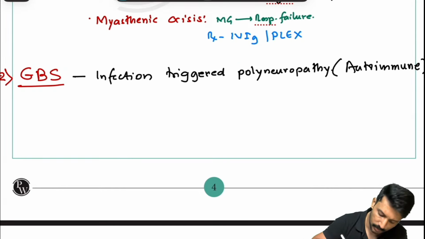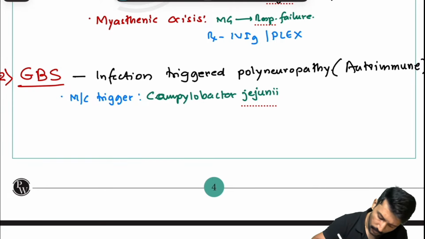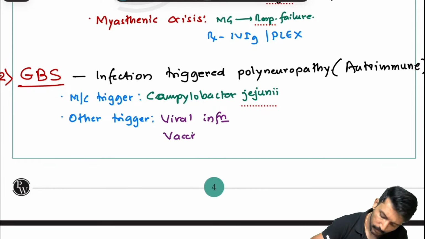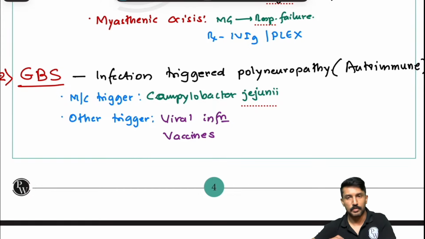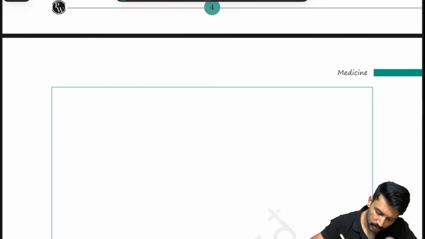So if infection is a trigger, they will ask you what is the most common trigger. Most common infection is going to be GIT infection, mainly Campylobacter jejuni. And what are the other triggers that can cause it? The other triggers for the immune system to get activated include, number one, viral infections and vaccines. So some of the vaccines are also known to trigger GB syndrome. Okay, clear?